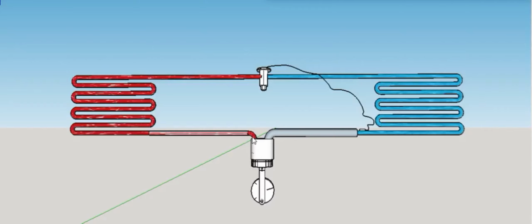Very high temperature, high pressure, it goes back to the condenser. The condenser outside will condense it. It gives up the heat when it condenses and goes back around.